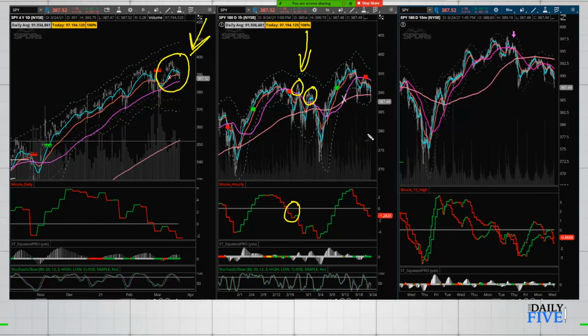So please be aware of this, be careful out there. It is not the time to be trying to catch anything to the long side. If anything, start looking short if you can do that, and if you're experienced with that direction.